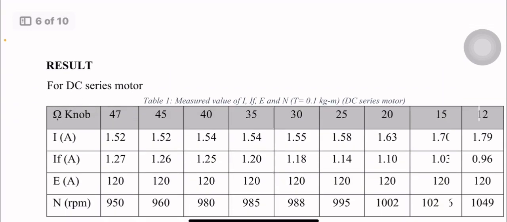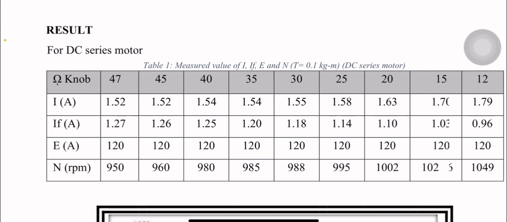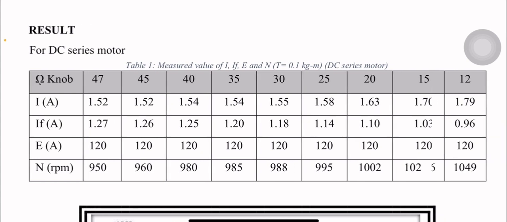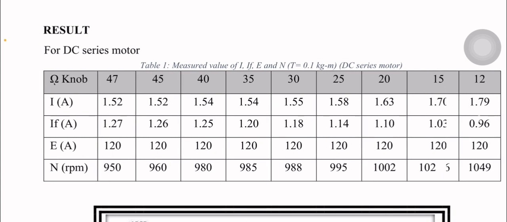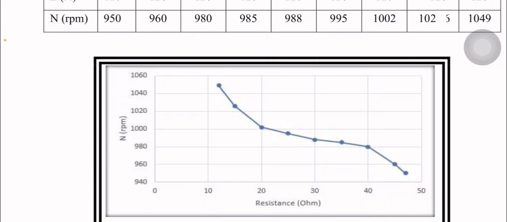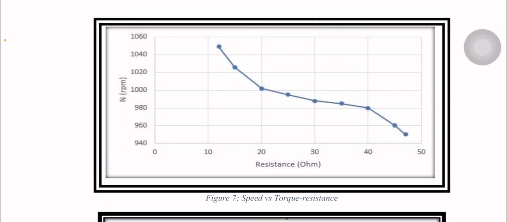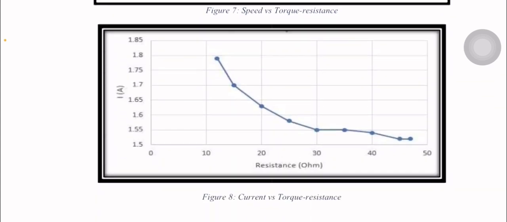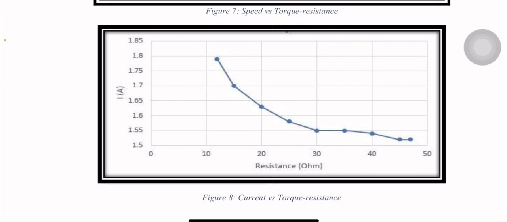Okay, for the result, for the DC series motor, we can see Table 1, the measured values of the knob: I in amperes, F in amperes, E in amperes, and RPM. Okay, next we can see Figure 7, speed versus torque resistance. We can see resistance and RPM. We can see the decrease, right? Okay, Figure 8, current versus torque resistance, is the same, decreasing.